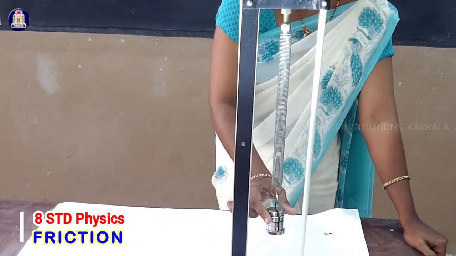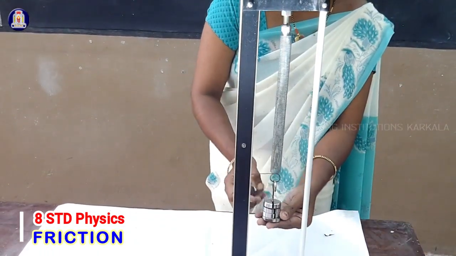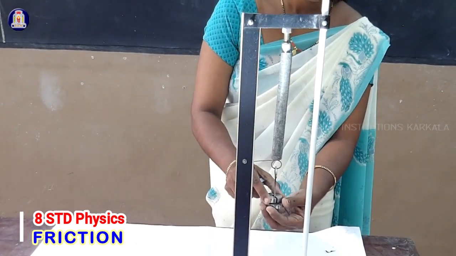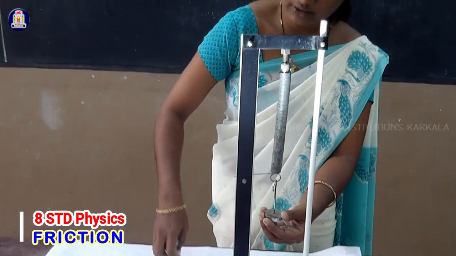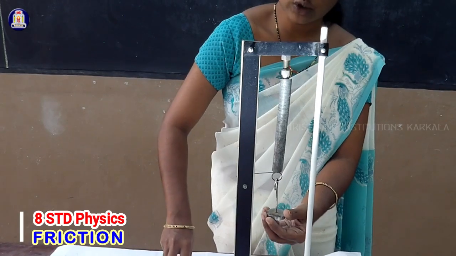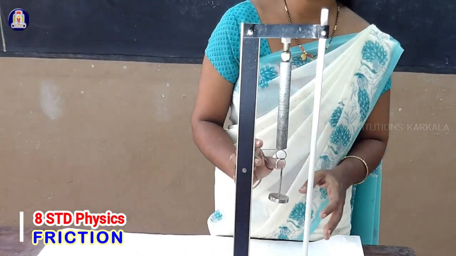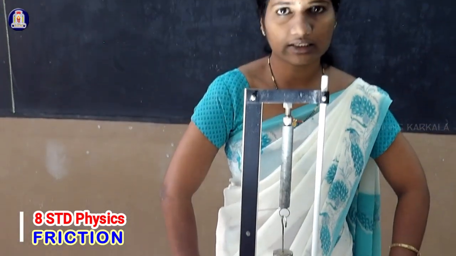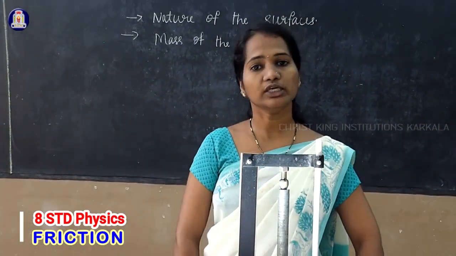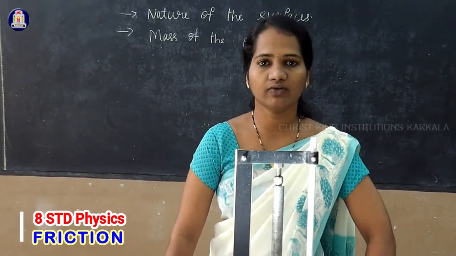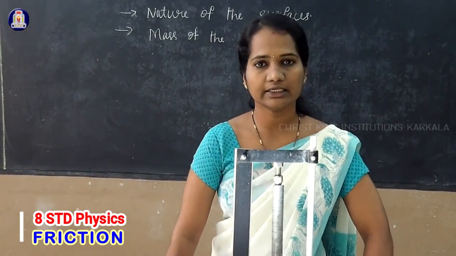So as you add more mass to the spring balance, the oscillations go on decreasing, which shows that as the mass of the object increases, friction also increases. If you increase the mass of the object, friction between two surfaces increases.